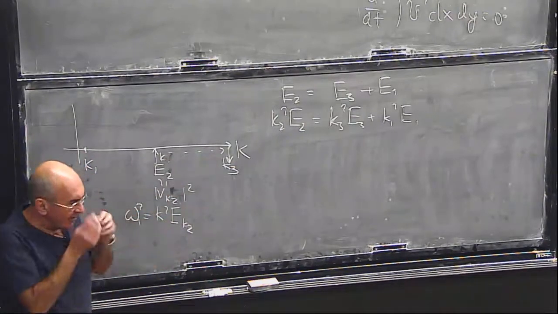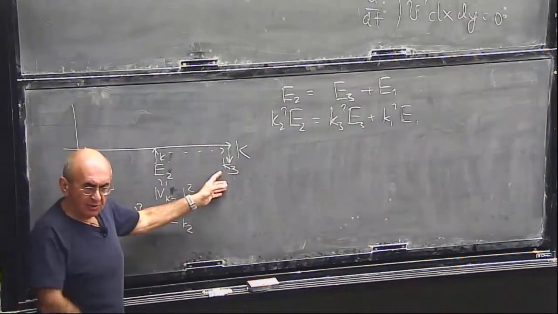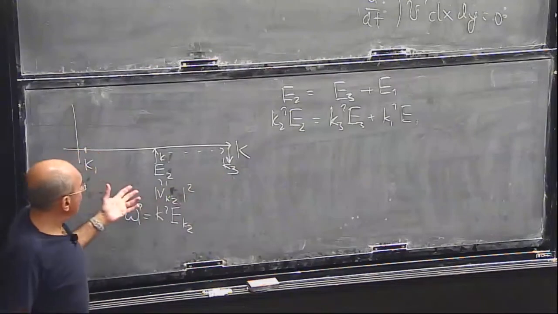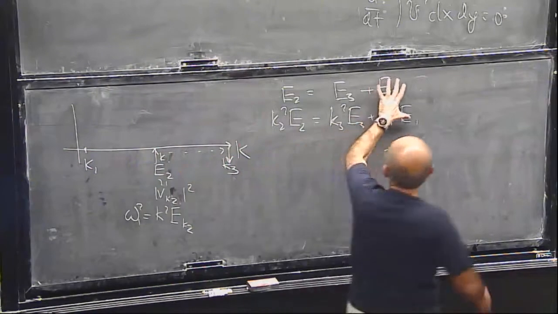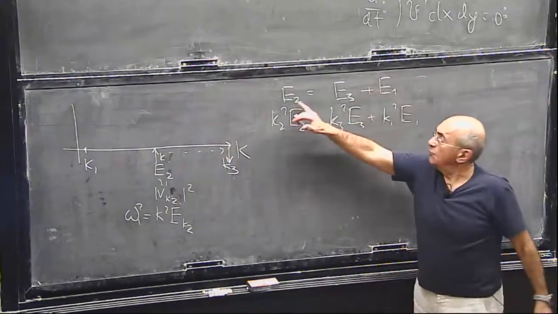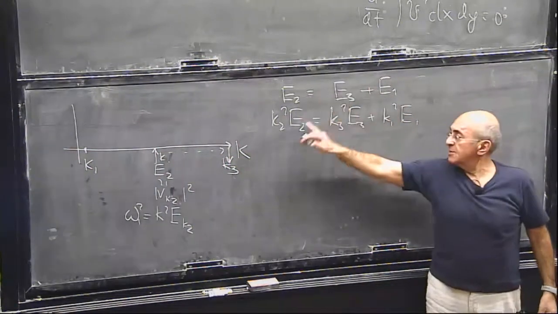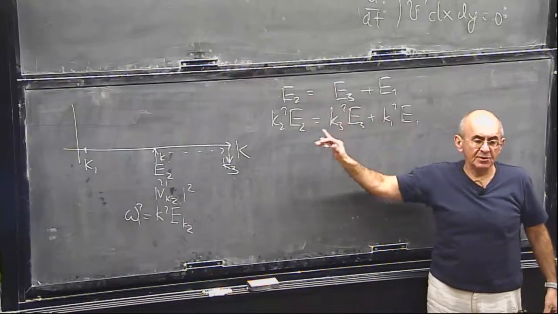So there are very, very small scales where viscosity is starting to be important. But also, in a moment, we realize that you cannot satisfy this equation without this. Right? If E2 is equal to E3, this is definitely not equal, because K3 is much larger than K2.